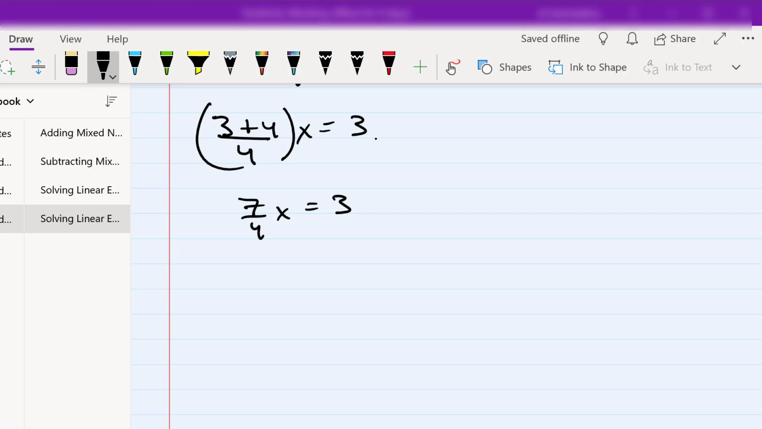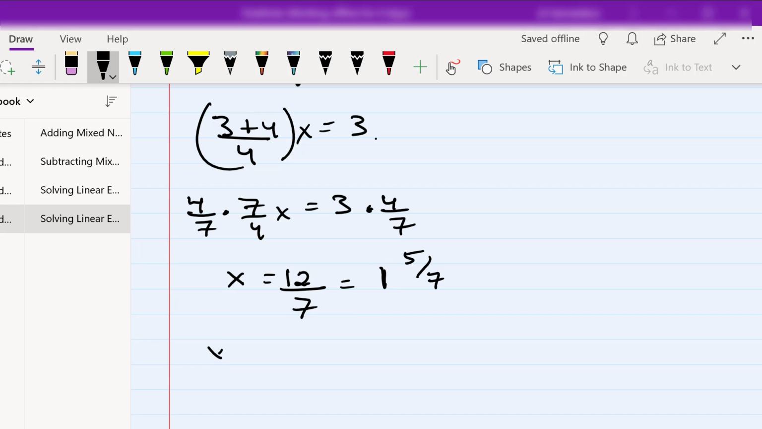Remember, we need to solve for x. So if we multiply the left side by 4 over 7 and the right side by 4 over 7, on the left hand side we'll have x, and on the right hand side we'll have 12 over 7. 12 over 7 is just 1 and 5/7. Therefore, x equals 1 and 5/7.